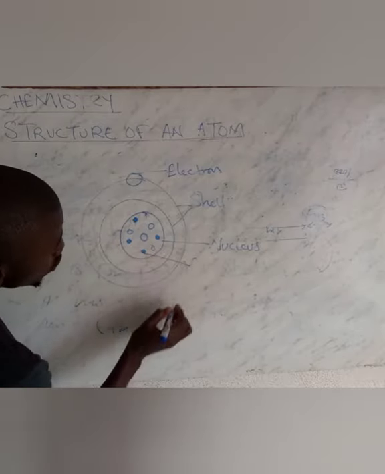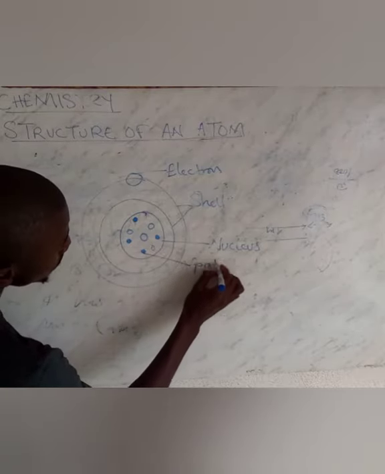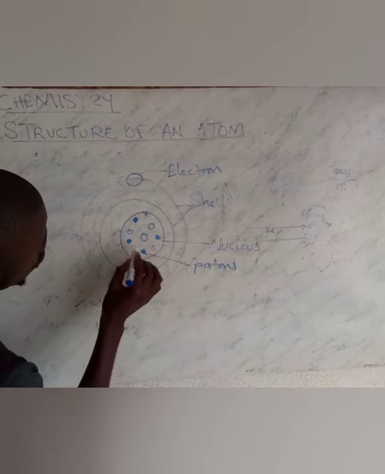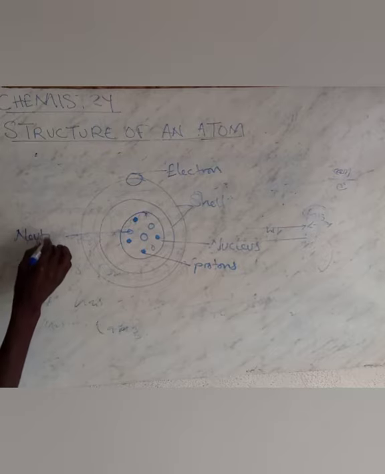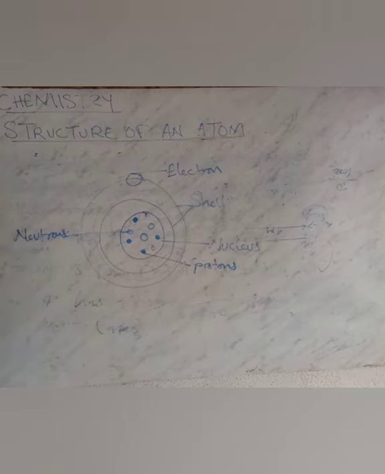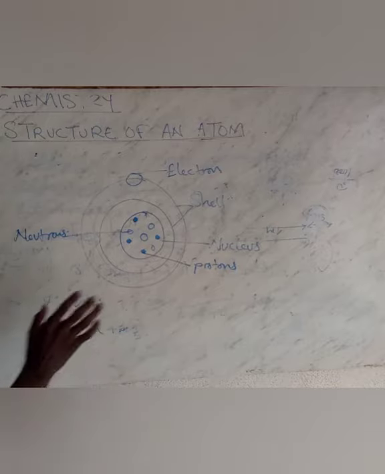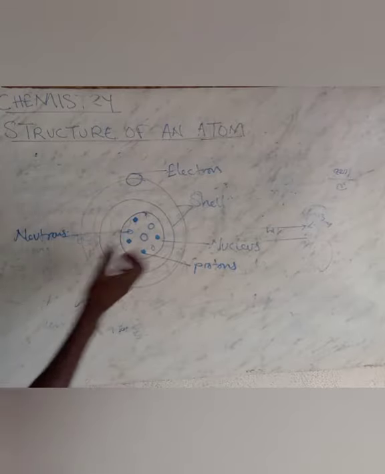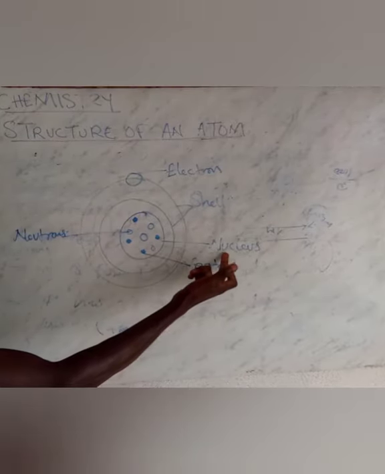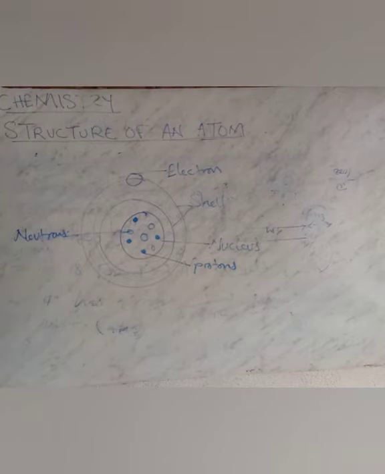Now, under this nucleus again, we have contents inside. There will be these that we are going to call protons. Then we are also going to have these which we are going to call neutrons. So this is basically how the structure of an atom is going to look in an element. We are going to have an electron, a shell, the neutron, and the proton.